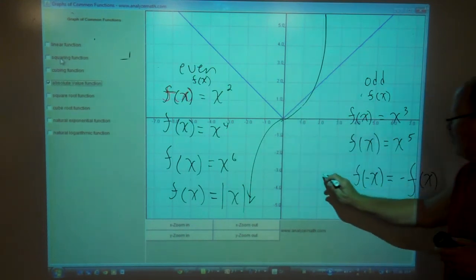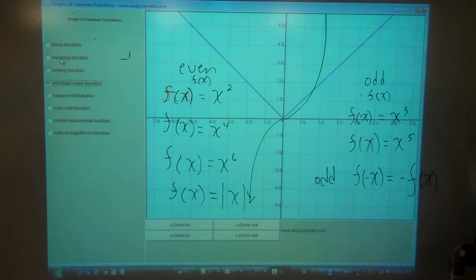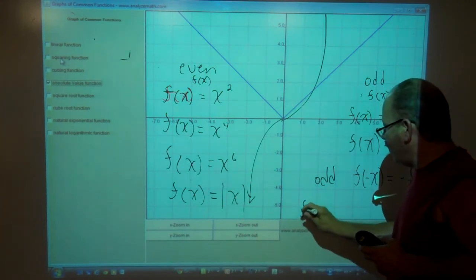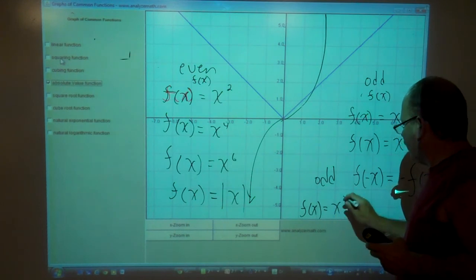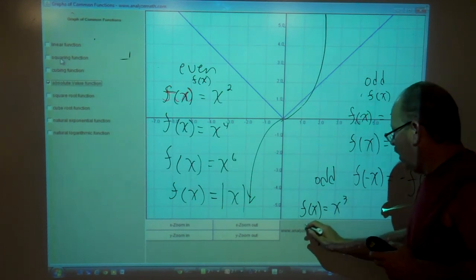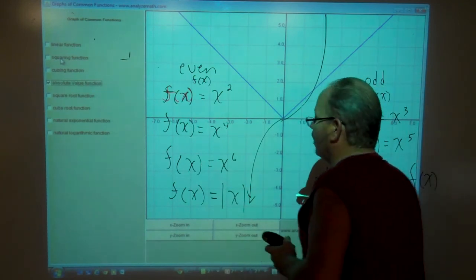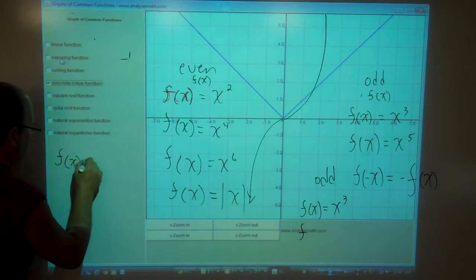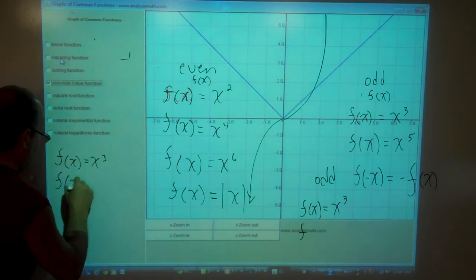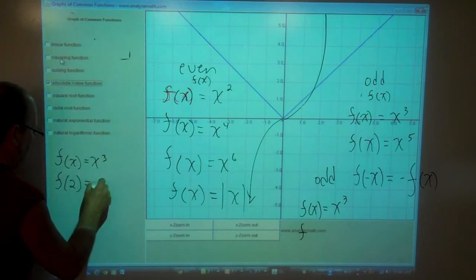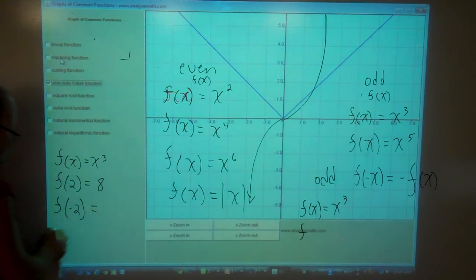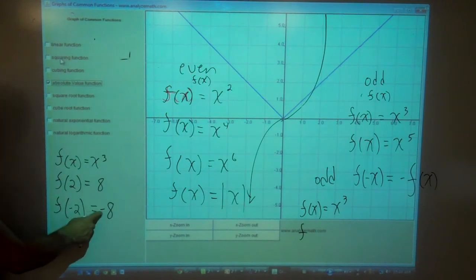So this is the formal definition of an odd function. If you put in a negative value of x, like for instance, f of x equals x to the 3rd, let me erase this a little bit and do it over here. We know that if we had f of x equals x to the 3rd, f of 2 equals 8, 2 to the 3rd. F of negative 2 then is going to equal negative 8. F of negative x equals negative f of x.